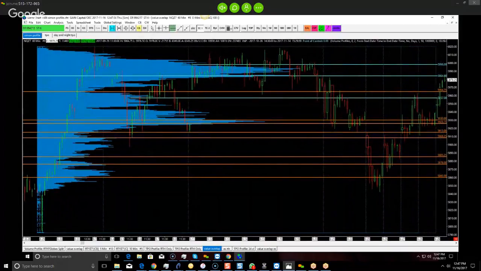Right to 59.84, right? Now, that was easy because we did it. We didn't have to read it in real time, right? But what is it going to take to break out now? So I expect rejection at 59.84. And I would say, hey, I'm comfortable shorting 59.84. And if I was a swing trader, all the way up to 60.20.